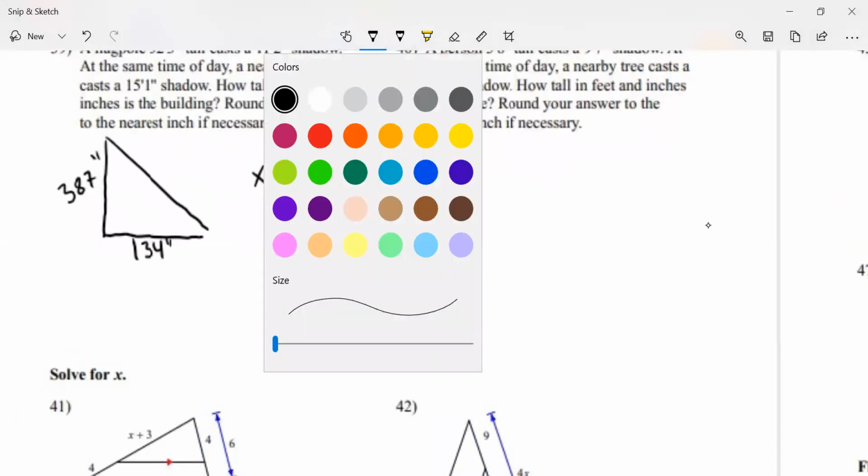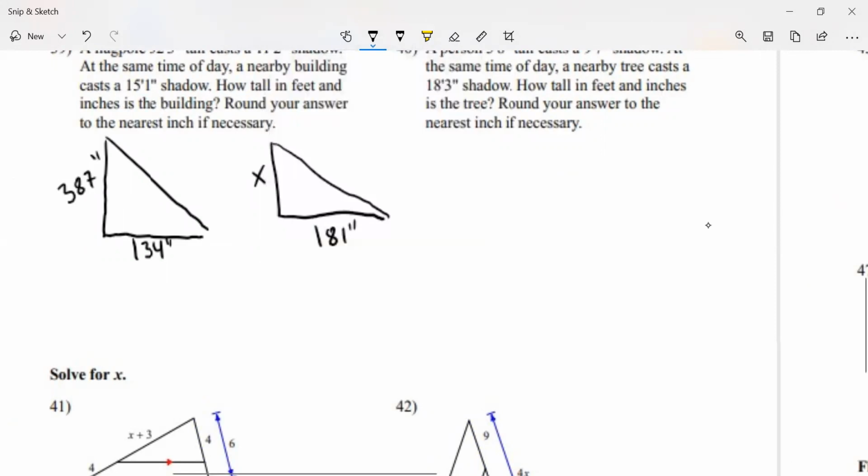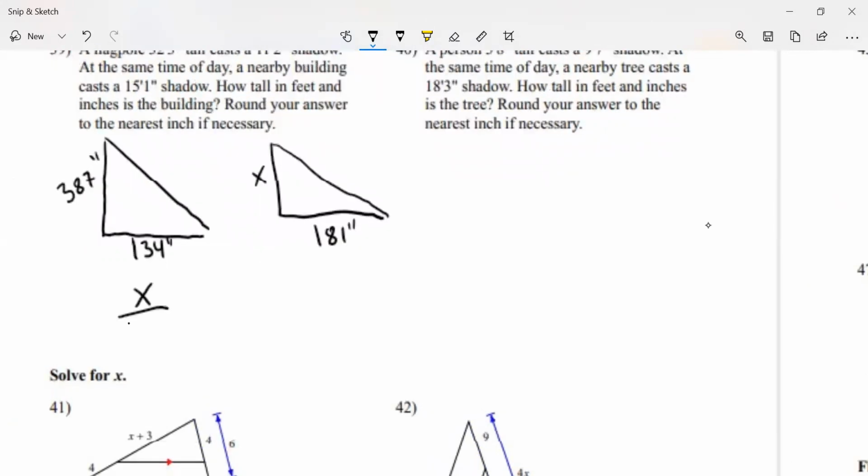So for right now, let me solve for x. I'm just going to write x over 181 is equal to 387 over 134. Again, I have everything in inches right now. I'm just going to cross multiply.